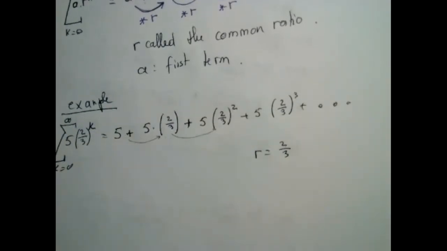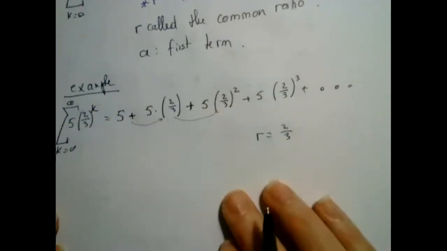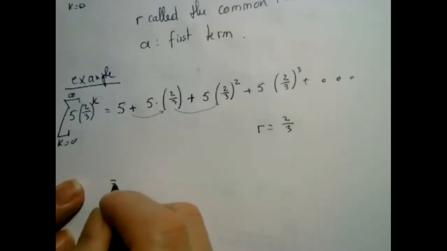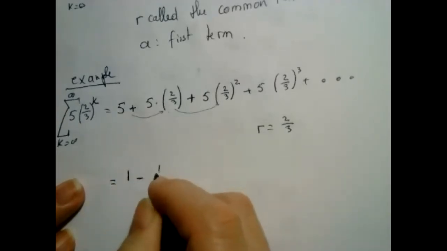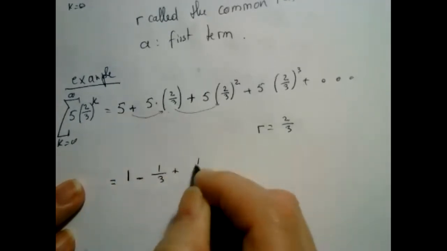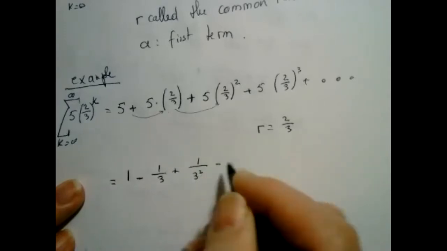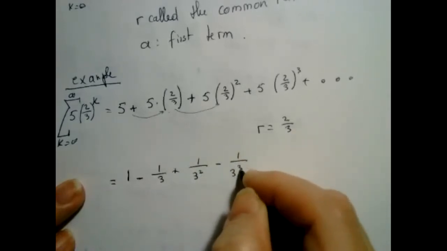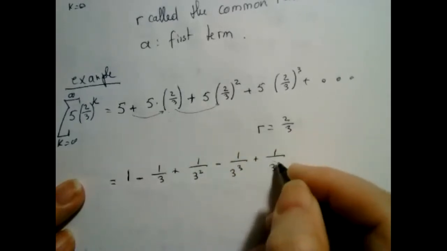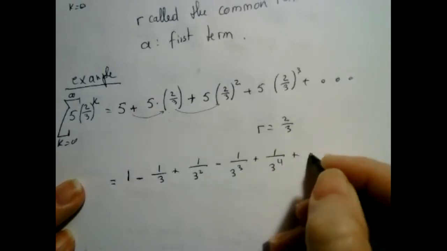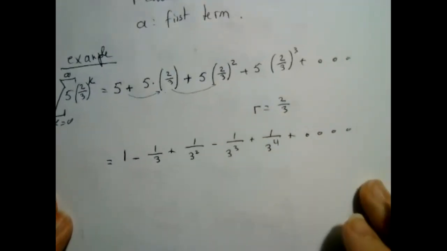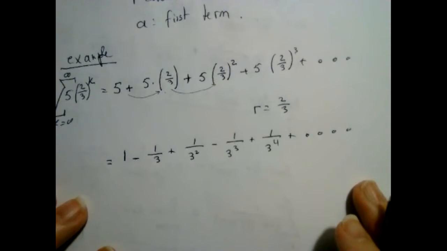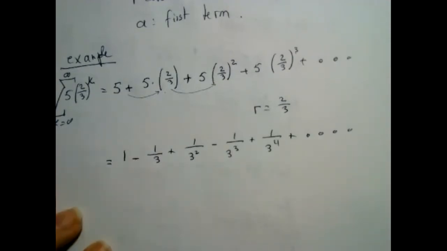Not every time will the series be written in such an easy way. Suppose I have something like that. Is this a geometric series? Yes or no? If yes, what's the ratio? And then we're going to write it in sigma notation.